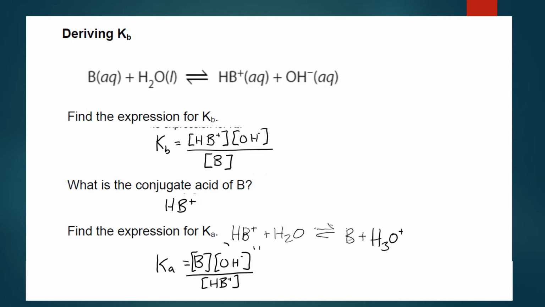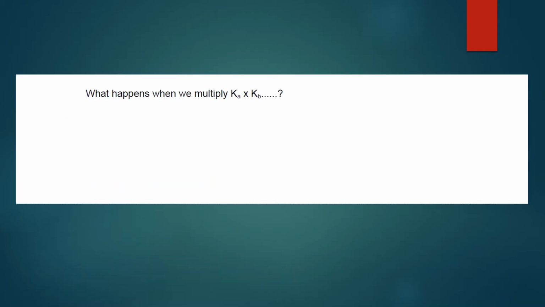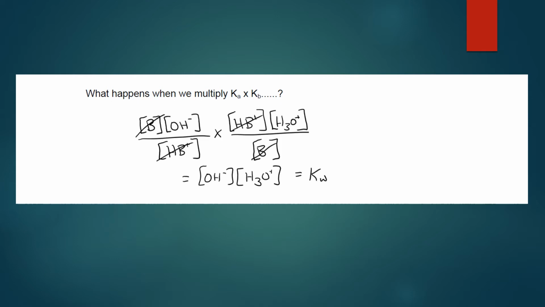So why are we doing this? Well, now we're going to put everything together. When we multiply Ka times Kb, and then do a little bit of canceling out, what we find is that Kw is actually equal to the concentration of OH- times the concentration of H3O+. And we've seen this before when we were calculating Kw.